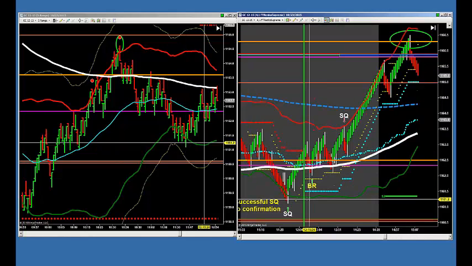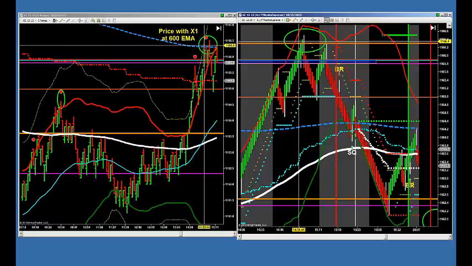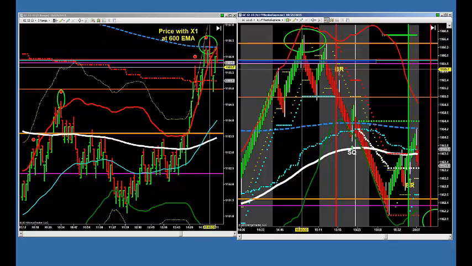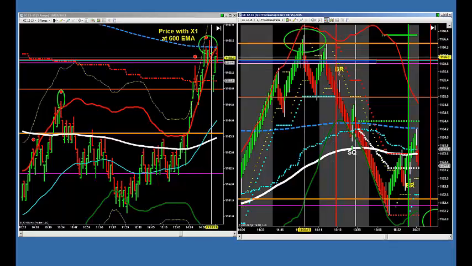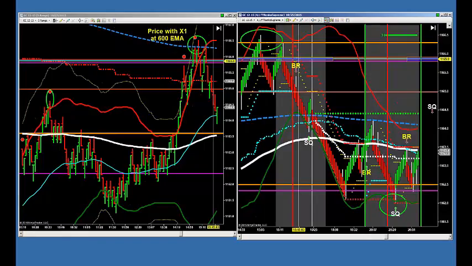Then we go up here and we're getting X1 dots. We're at the 600 on the 5 range. You're kind of wondering, should I be jumping in here? Maybe. Of course, what I would do is wait for that BR signal. And we're down here. Here we are again.